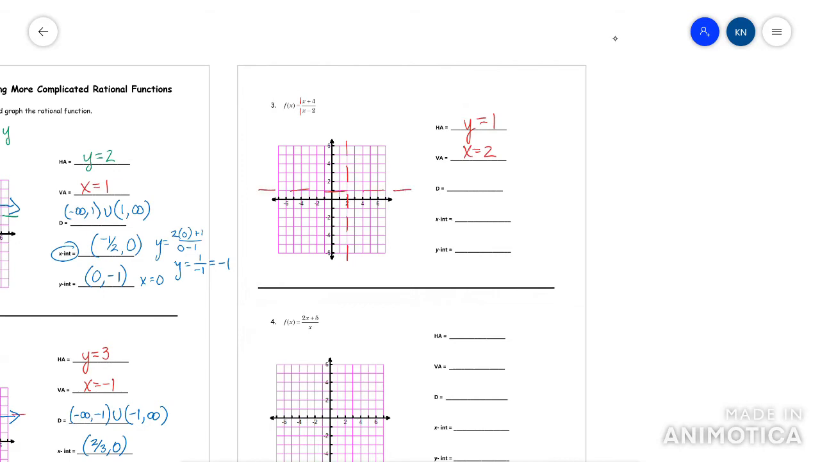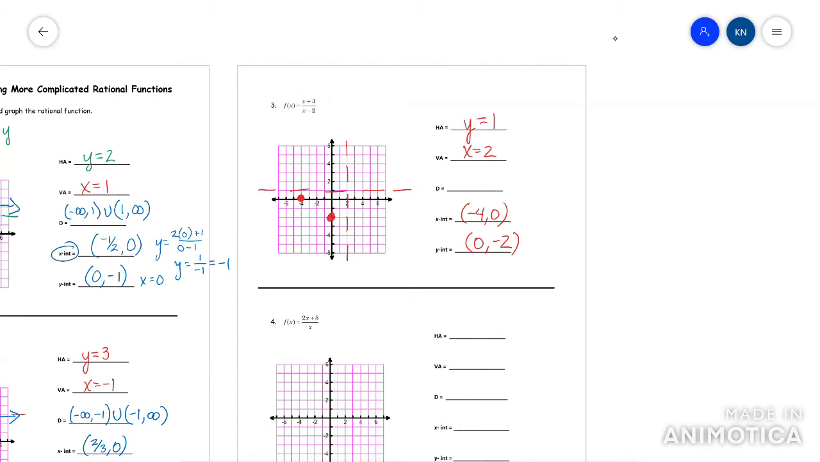The next thing I would do is I'd probably go get my x-intercept. You get it from here, setting the top equal to 0 and solving. So minus 4, you get x equals negative 4. So I have an x-intercept at negative 4 comma 0 here. The next thing I would do is I would go get my y-intercept. You get it from plugging in 0 for x. So you would get plus 4 over negative 2, which is negative 2. So my y-intercept is at 0 comma negative 2 here.